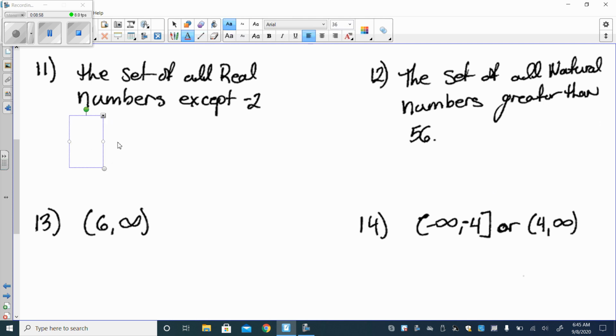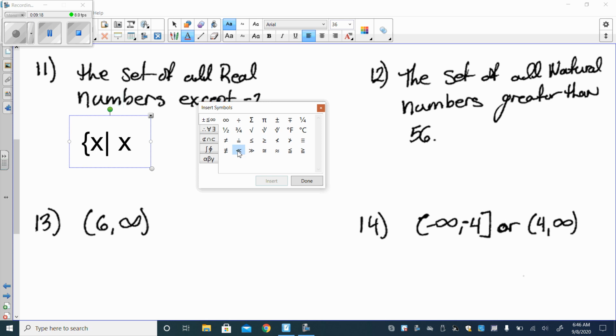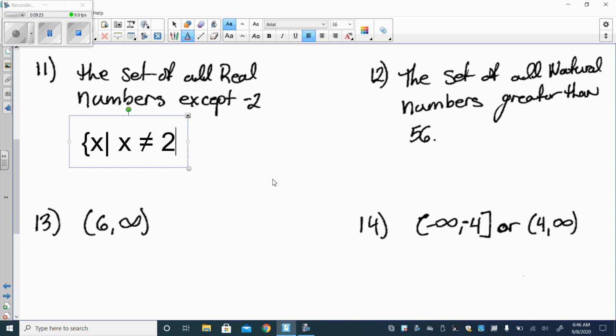Now here, number 11, the set of all real numbers except 2. Since it's just the set of all real numbers, we can just say our curly bracket x bar, because that's saying the set of all real numbers x. Here it's saying the set of all real numbers except 2. So that means it can be any number that's not equal to 2. And that's all we have to say for this one.